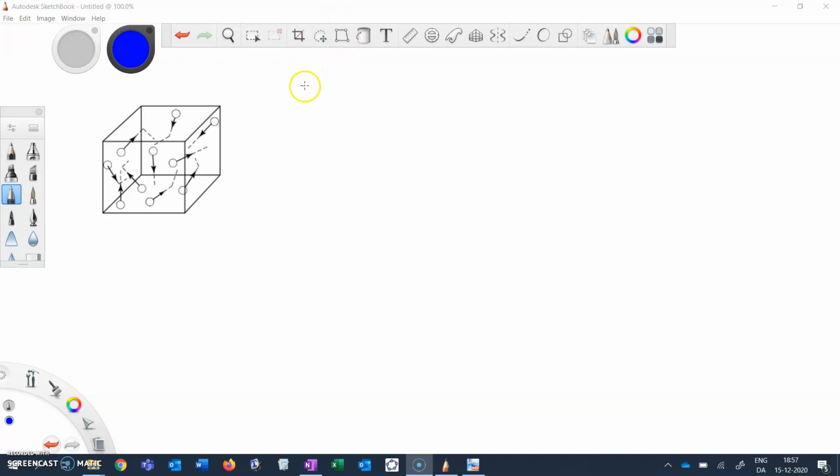Hello guys, today we're going to talk about a microscopic interpretation of gases, which leads us to describe what is called the kinetic model of an ideal gas.